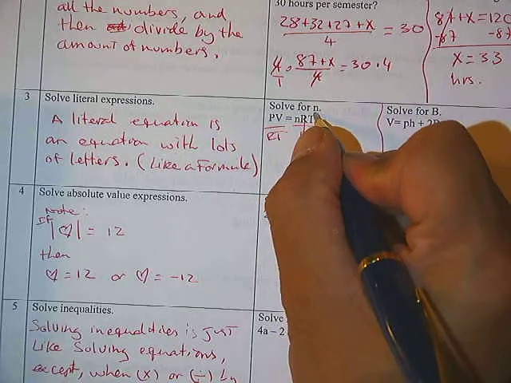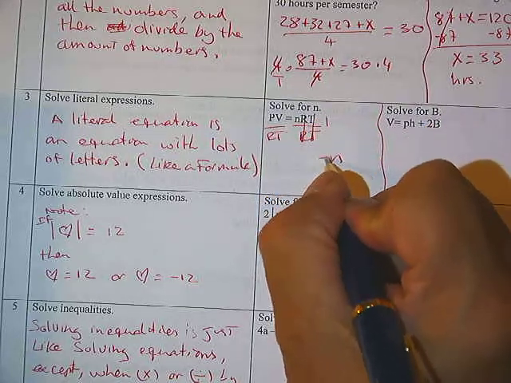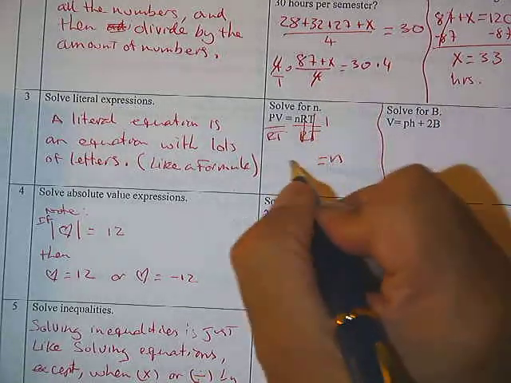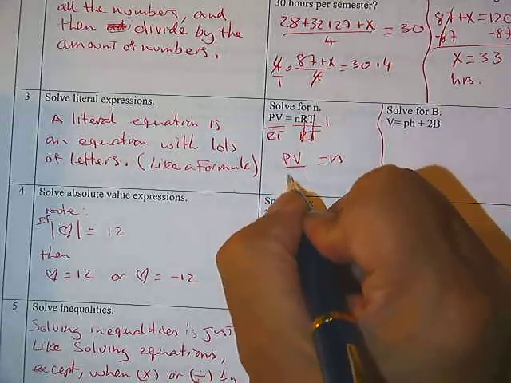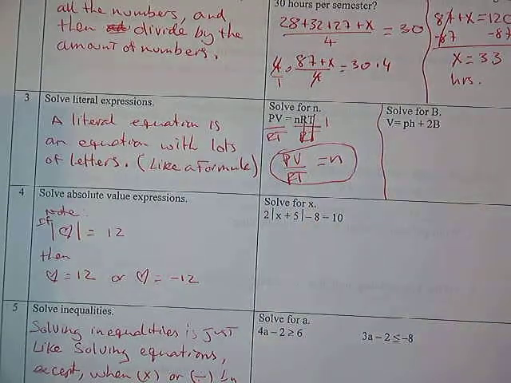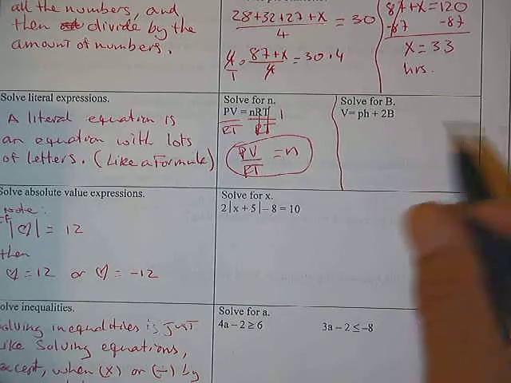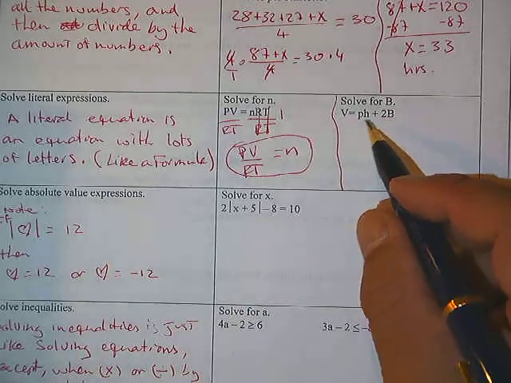So to get n by itself, it's being multiplied by RT. So the inverse of multiplied by RT is divided by RT. You can see R over R and T over T reduces down to 1, and that just leaves 1n. And 1n is equal to PV divided by RT. There you go.